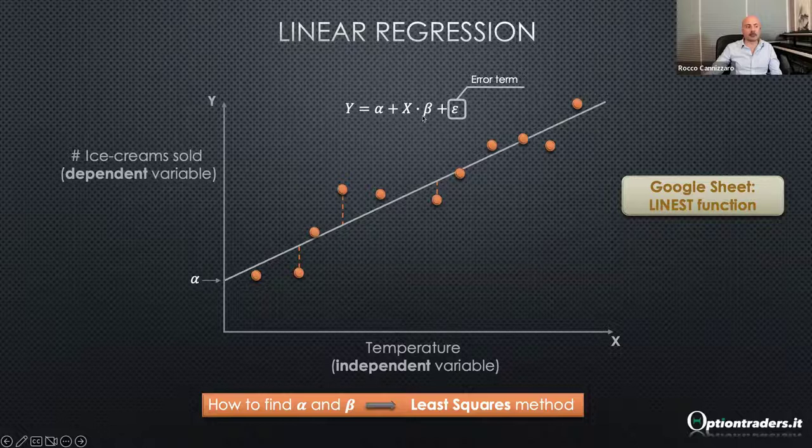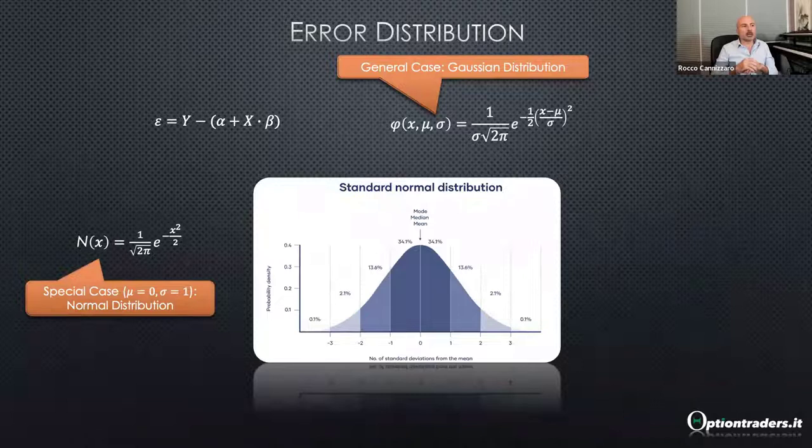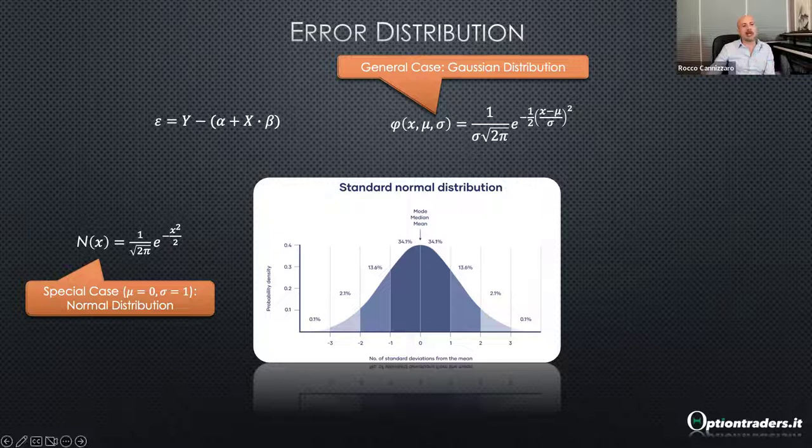Usually once we do a linear regression, we take a look at the error term, right? The distance between basically the real value and the value that we're predicting. And that distance, that error term, ideally would be distributed according to the normal distribution. So don't pay too much attention to the formulas here, but what matters here is this bell-shaped curve, right?